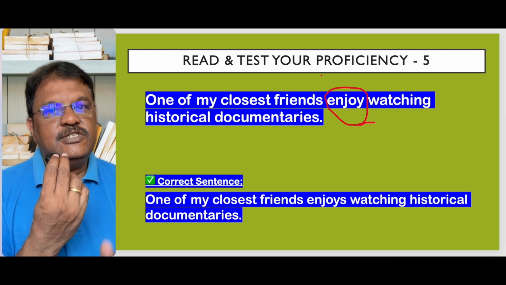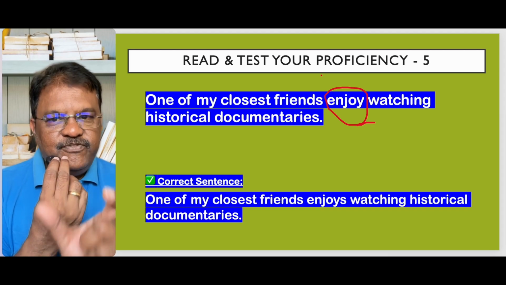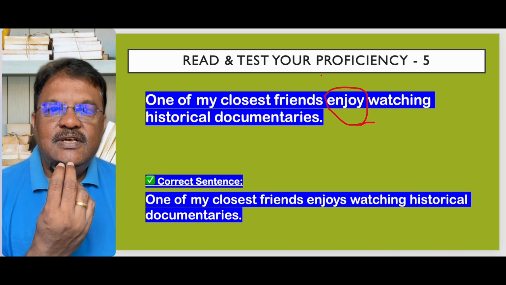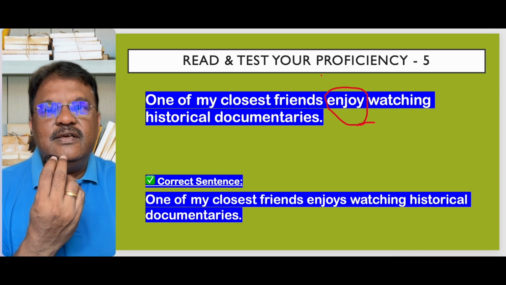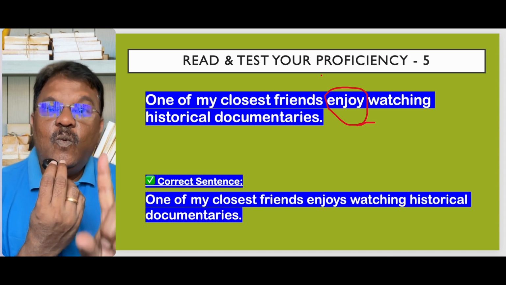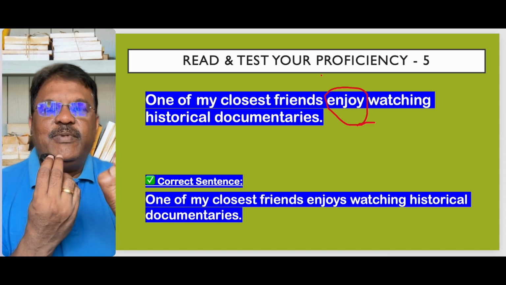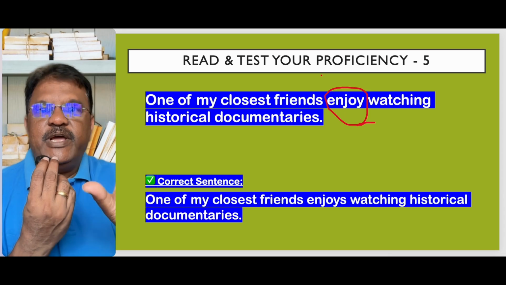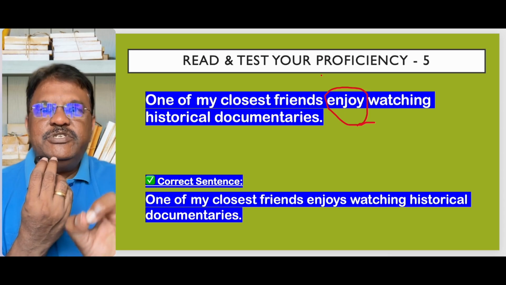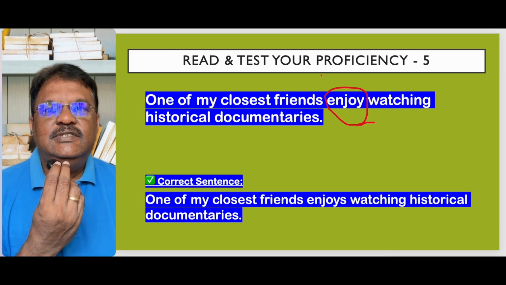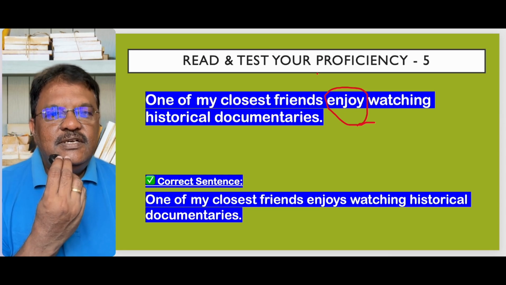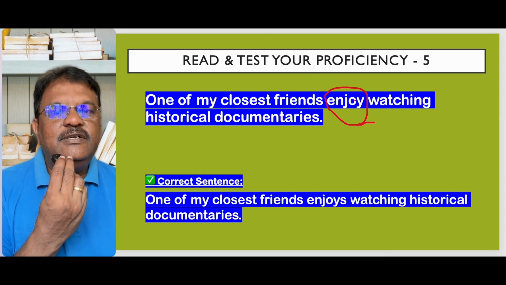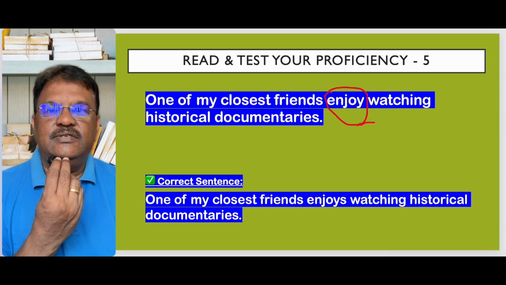One of my closest friends is the subject. In this phrase, one of my closest friends, check if the word friends is the subject or the word one is the subject. Which is the subject? One is the subject. One of my closest friends, not all of my closest friends. So the subject is singular. So when the subject is a singular third person subject, the main verb takes the letter S added to it.